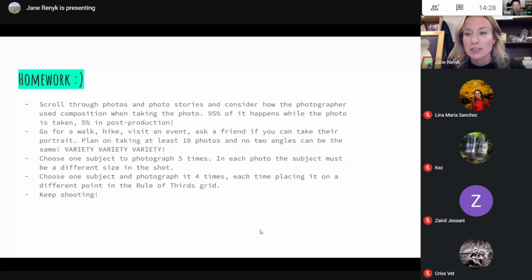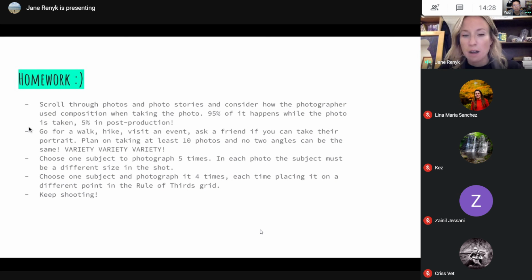So, homework, should you choose to. Scroll through photos now in photo stories and consider how the photographer used composition. So really take into account these rules, like what do you think they were thinking of? 95% of it happens while the photo is being taken, and only about 5% of it can happen in post-production, like cropping or maybe the horizon line. I'm playing with minimalism. So really it's all well thought out to begin with.